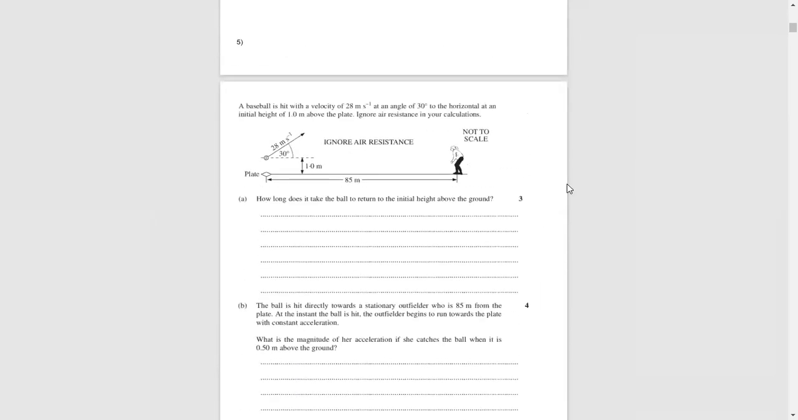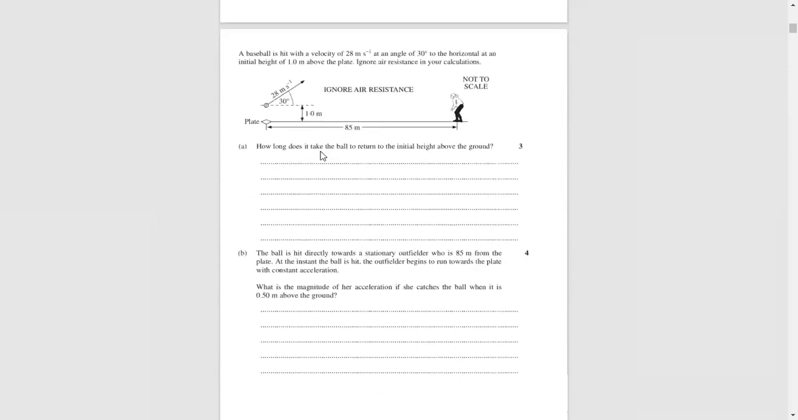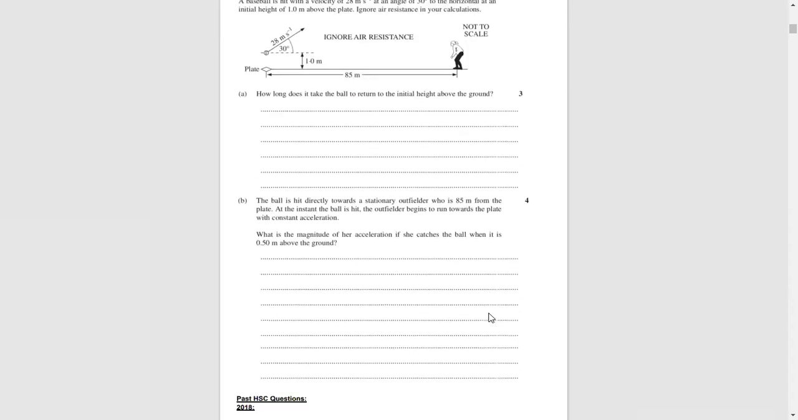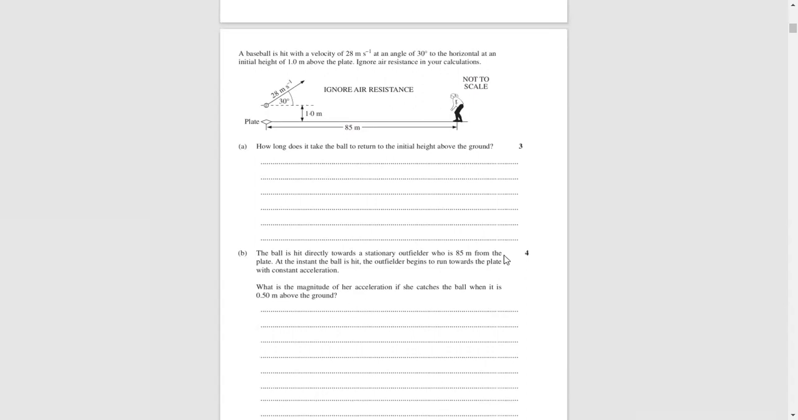Question about this. How long does it take the ball to return to its initial height above the ground? That's time of flight. We literally did that. It hits a stationary outfielder. Assuming the ball is hit, the outfielder begins to run towards the plate with constant acceleration. What's the magnitude of the acceleration if the outfielder catches the ball when it's 0.5 meters above the ground? So you'll basically be working out range. That one might be worth doing because it might be relatively more difficult.